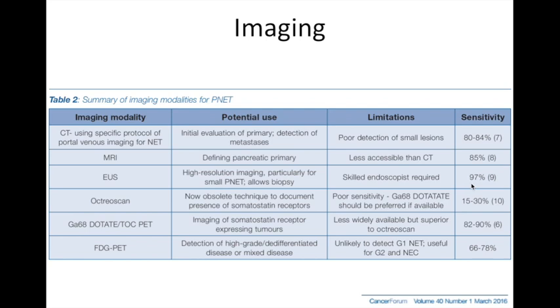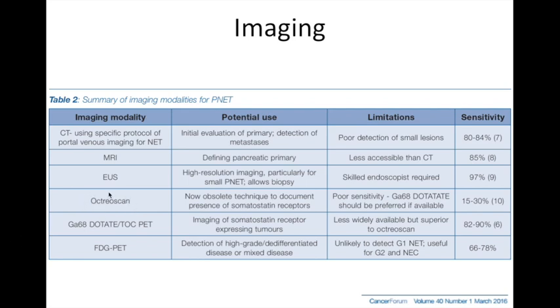EUS has reportedly high sensitivity, but it's very user dependent, of course, like all ultrasound. But EUS can be used. It's just difficult for an EUS to survey the whole pancreas, so it's better if you have a good idea of what part of the pancreas you're looking at. And along with EUS goes intraoperative ultrasound, which is reportedly very sensitive for finding smaller lesions and should be an important part of the surgical management of particularly hereditary PNETs, as we'll talk about.